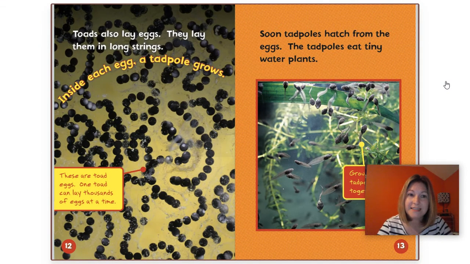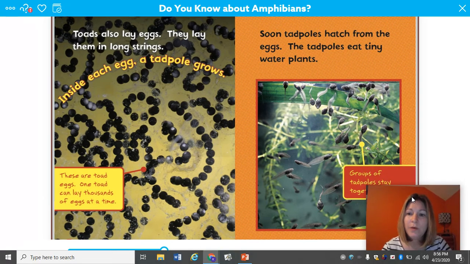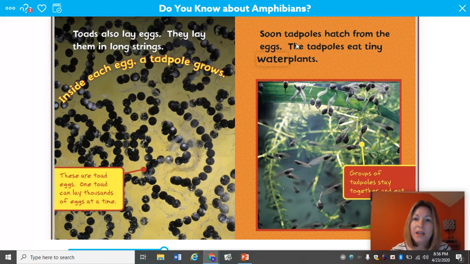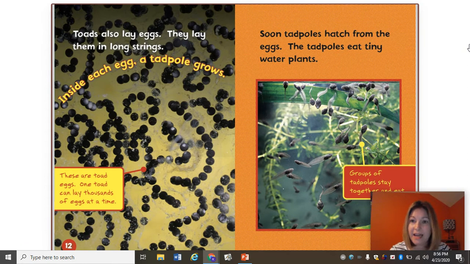Toads also lay eggs. They lay them in long strings. Inside each egg, a tadpole grows. These are toad eggs. One toad can lay thousands of eggs at a time.